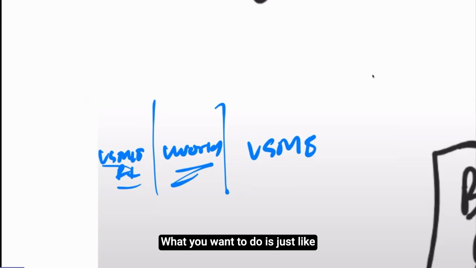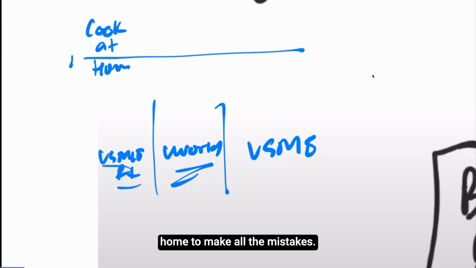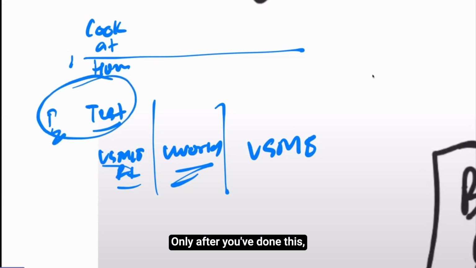What you want to do is just like MasterChef. First, you want to cook at home to make all the mistakes. This is when you're learning test taking. This is when you're learning information. Only after you've done this, you go to UWorld, where you're going into, let's say, a mini competition, not MasterChef, like some kind of city competition where you're testing these frameworks out further. That's UWorld. So what you're doing here is you're improving test taking.